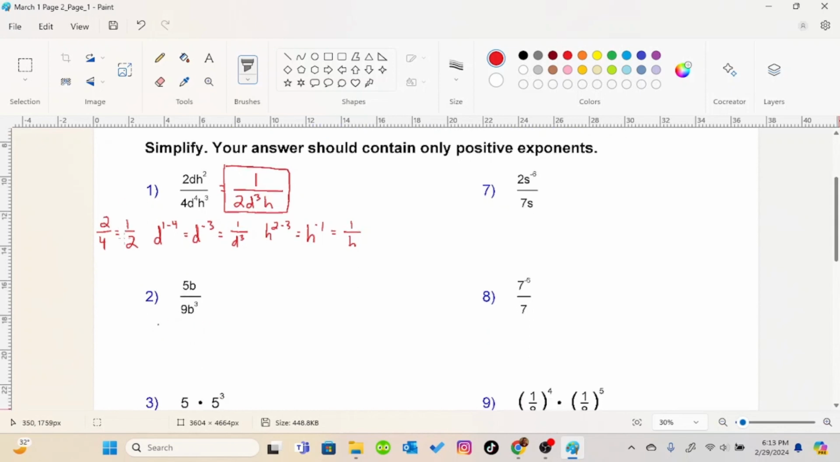Number 2. For the number portion, we have 5 over 9. For B, we have 1 on the top minus 3 on the bottom. 1 minus 3 is negative 2, and this becomes 1 over b squared. So our final answer, we have 5 on top and 9b squared on the bottom. And this is our final answer.